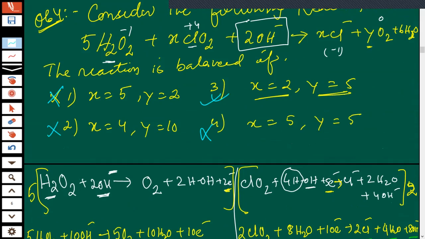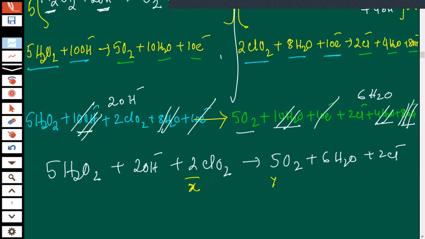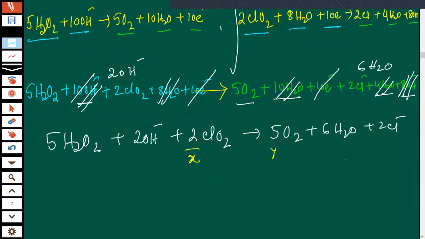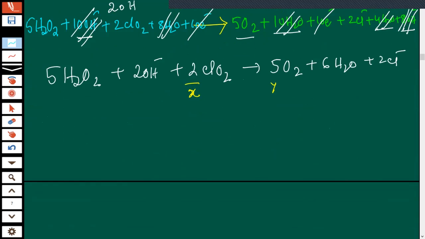Hope you got the answer. In the ion electron method, first divide the two half reactions, then balance, and then join them again. Cross multiplication is based on the number of electrons on both sides. My dear child, did you understand? Focus on this balancing part. Next question, let me see the answer. Question 64, 2 is the correct answer.